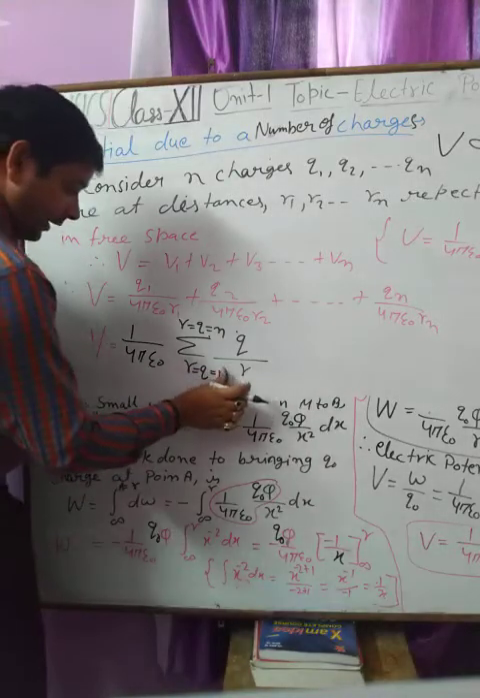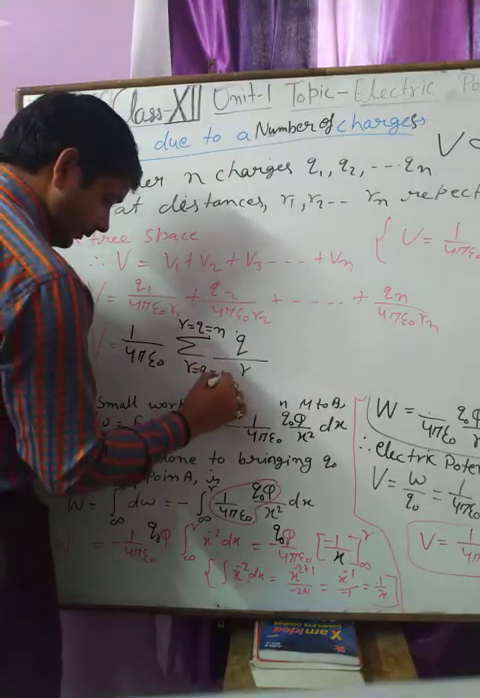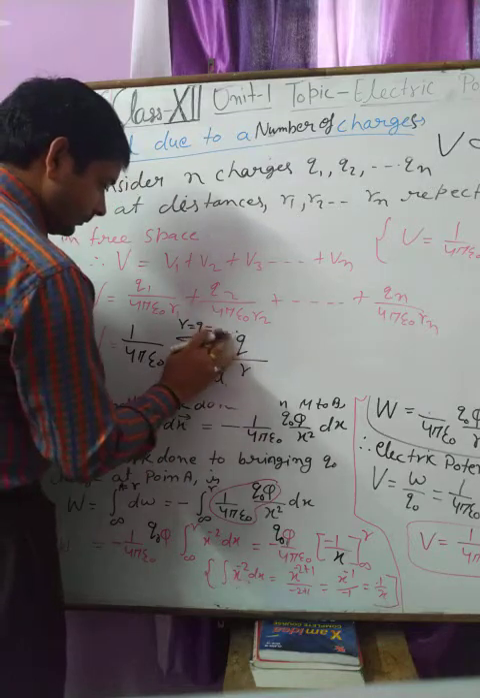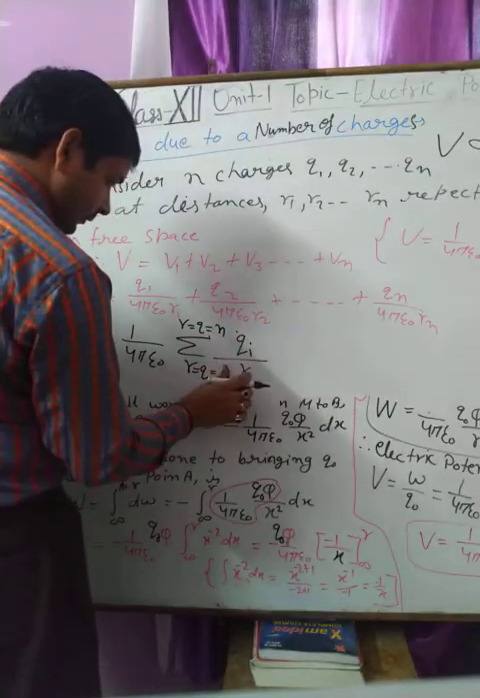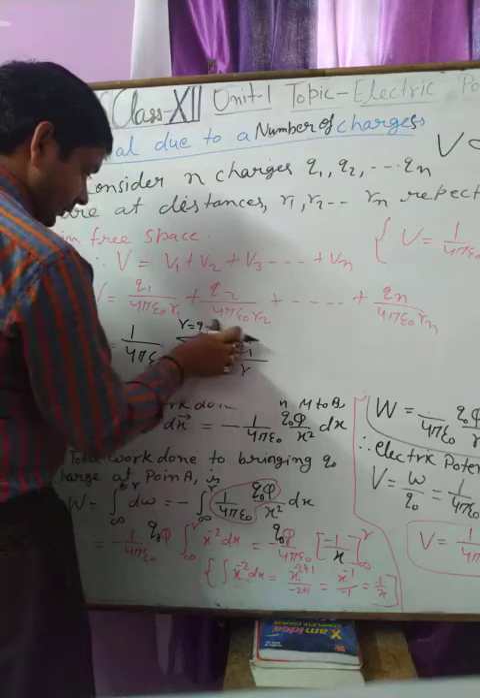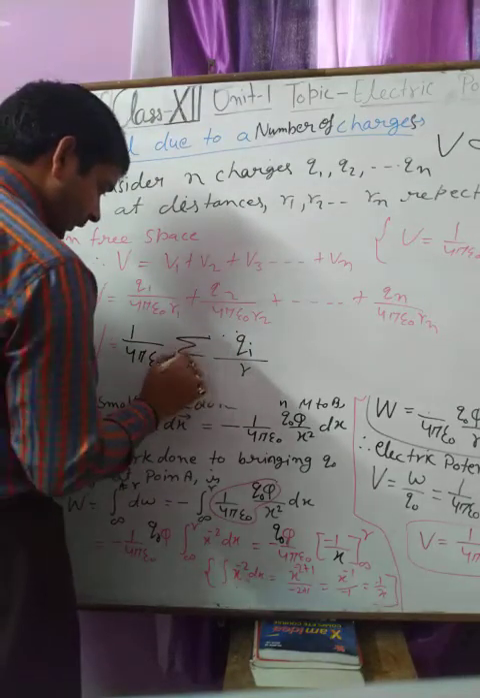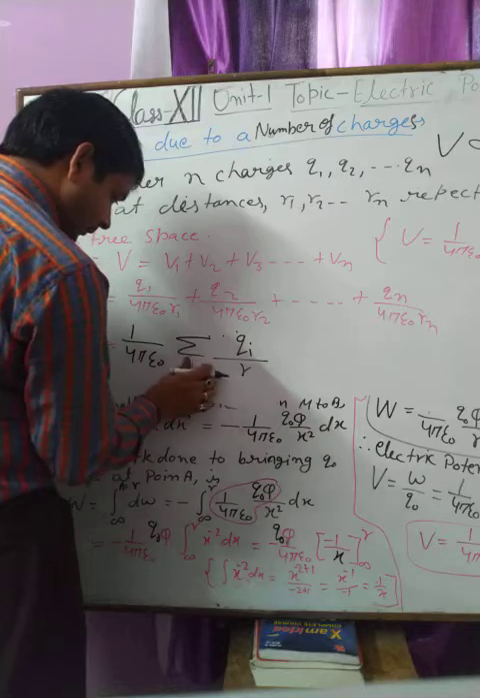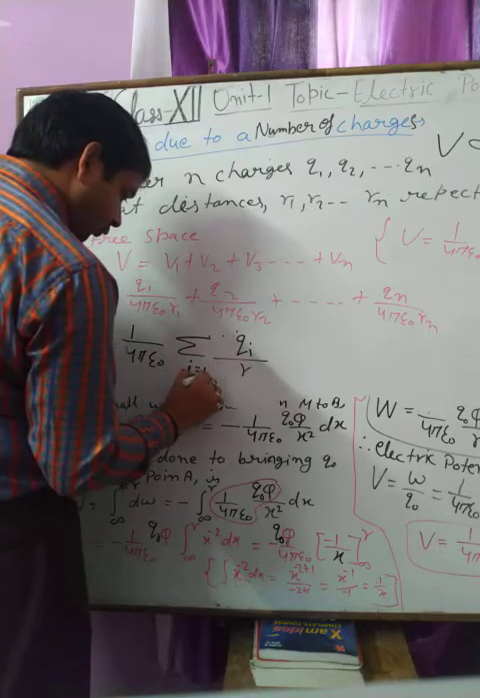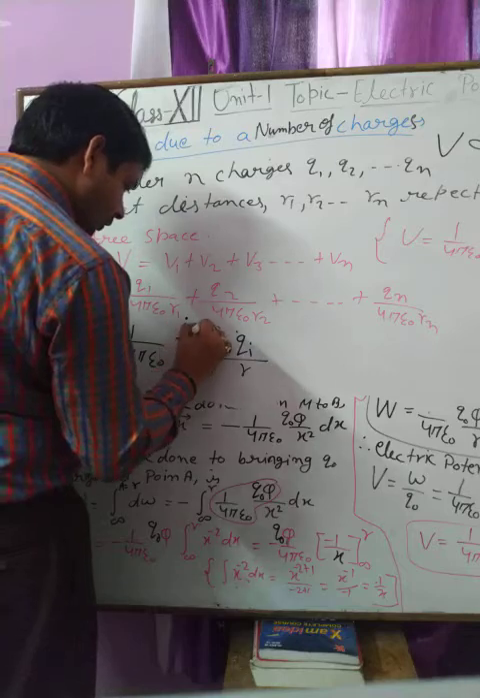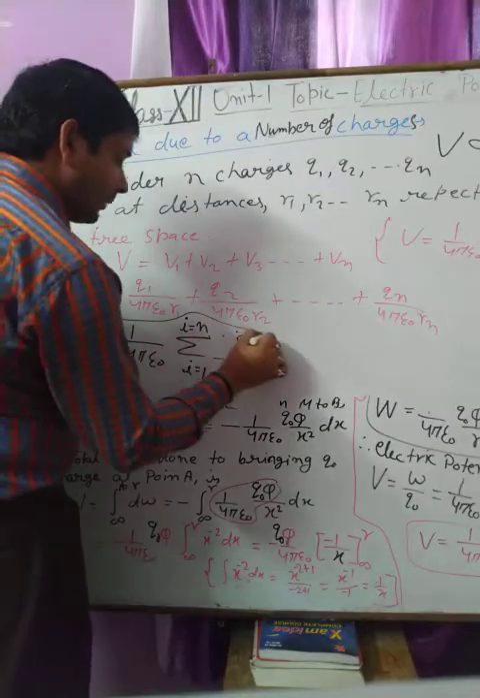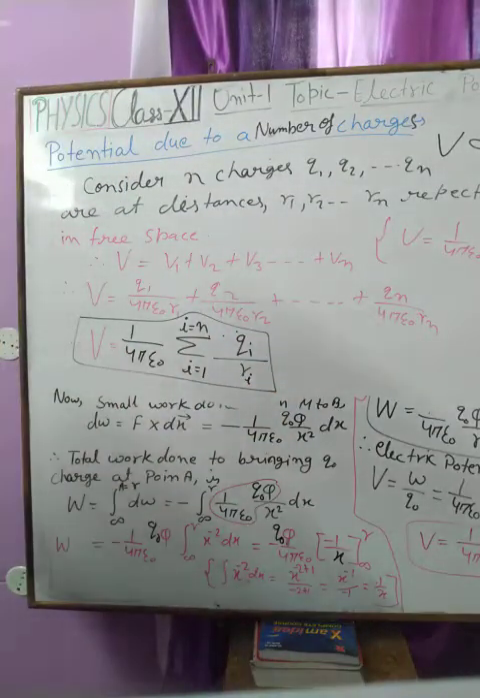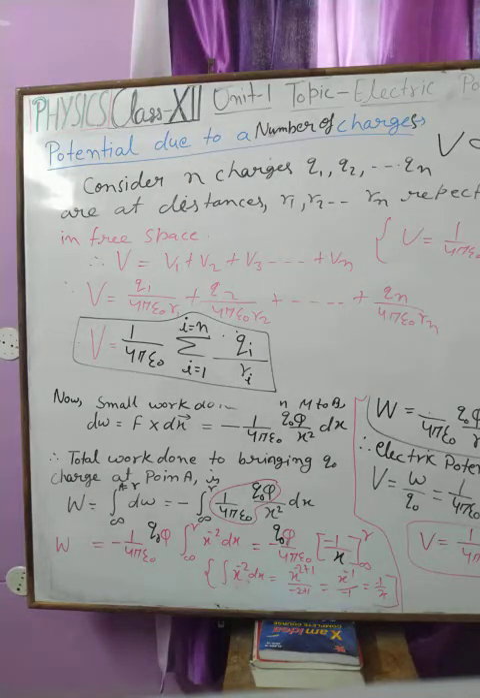Or we can also take this, summation i equal to 1 to i equal to N, and we use here Qi upon Ri. This is the potential due to many charges at a point. So copy all these notes. We are closing today.